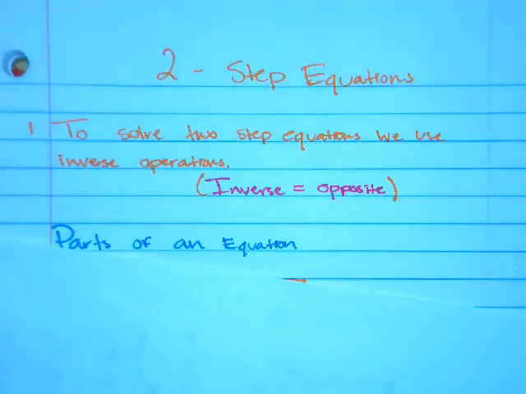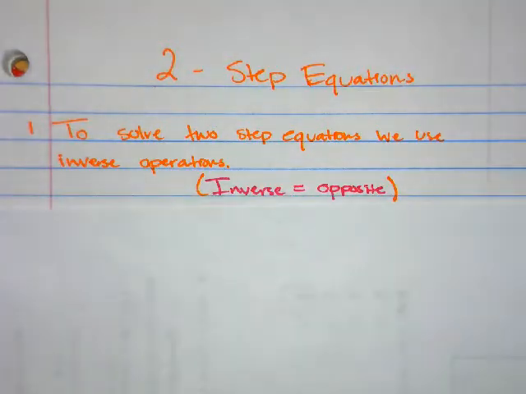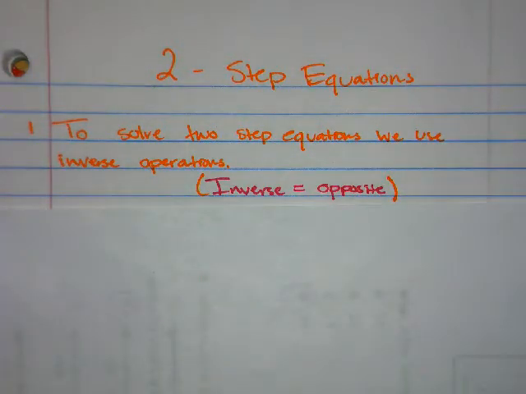I'll put it on right here. Order of operations says we use parentheses, exponents, multiplication or division, addition or subtraction. That's the order of operations. So when we solve two-step equations, we do the inverse of that. We do addition or subtraction first, and then we do multiplication or division. So that's how we solve the two-step equations.